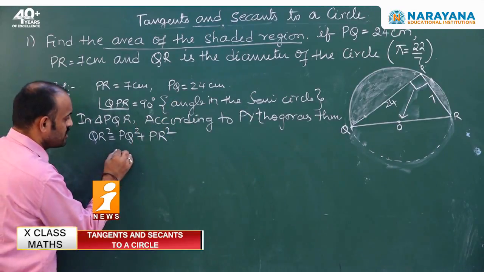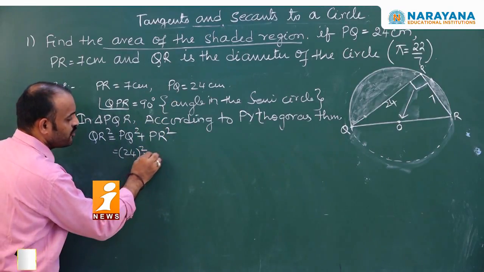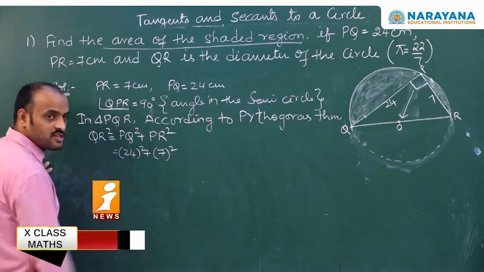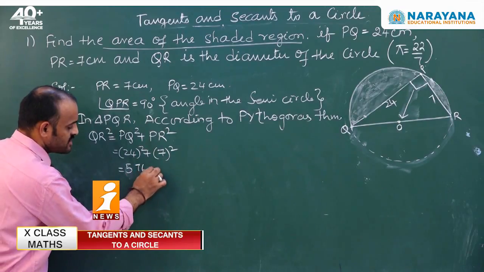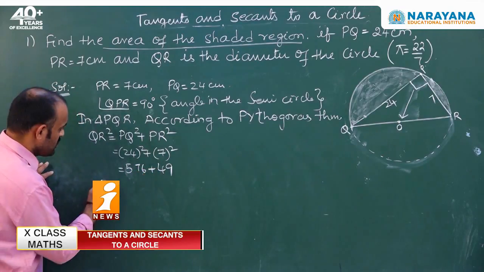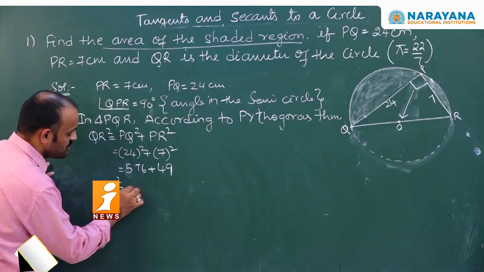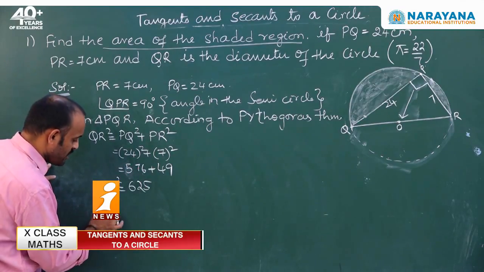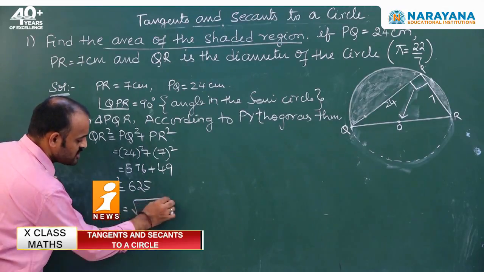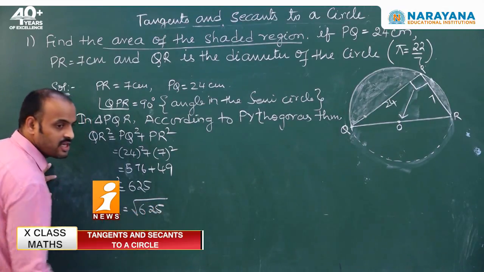What is PQ here? 24. 24 square plus 7 square. 24 square is 576 and 7 square is 49. Therefore, QR square is equal to 625. If I transpose the square to the other side, it will be a root. Therefore, QR is equal to root 625.